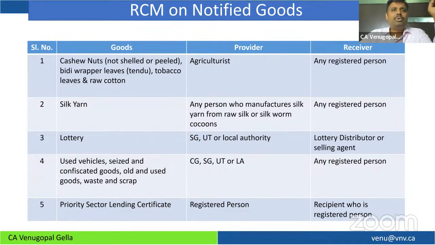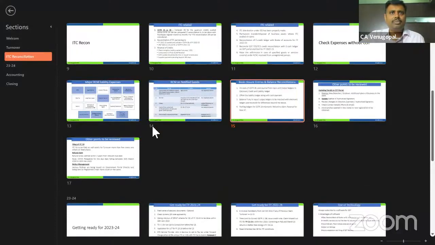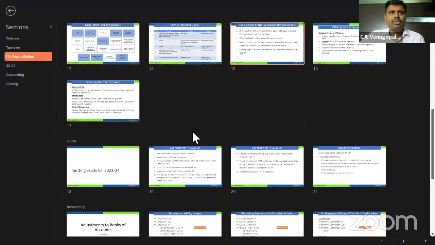So now you have to post book closure entries, the parking of entries between your 3B and the output liability ledgers. Let me actually show you how those entries would be there. Then we'll come back to getting ready.